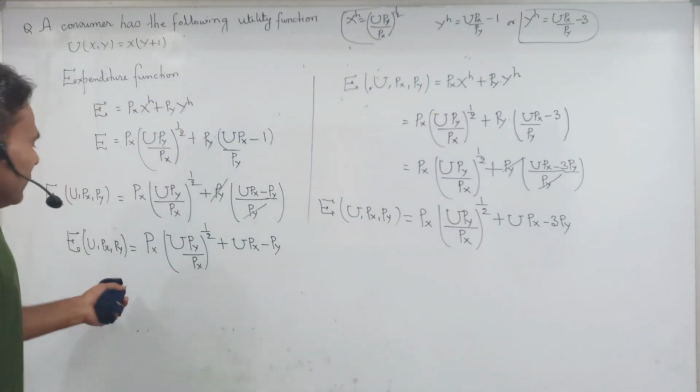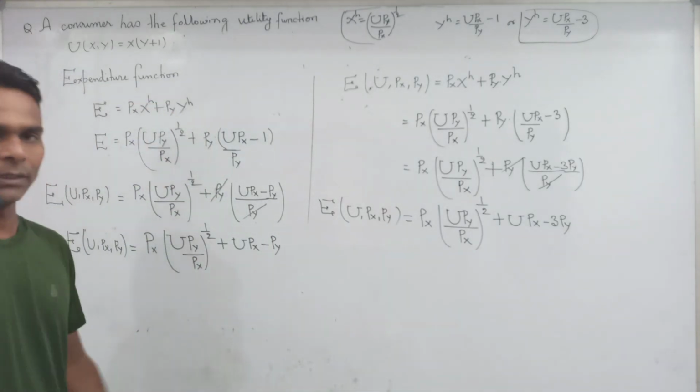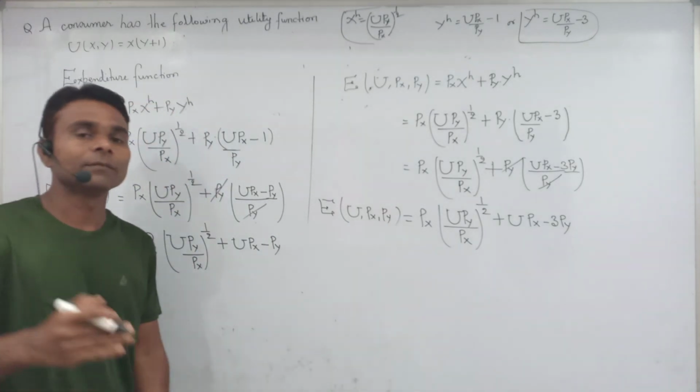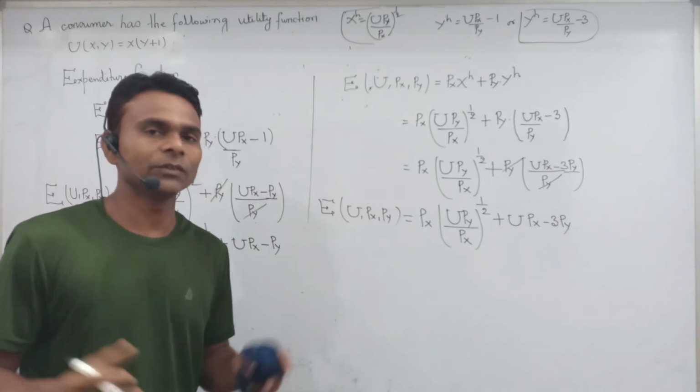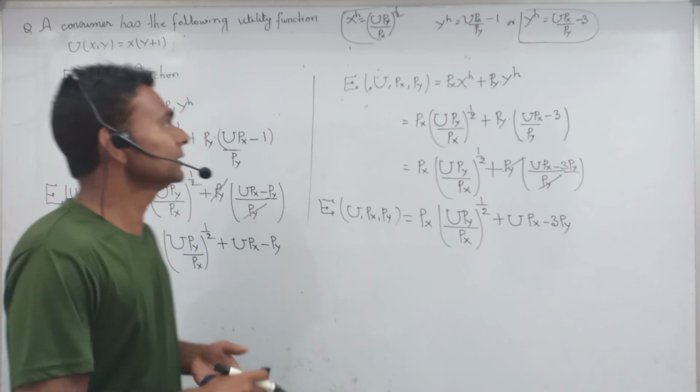So there are two expenditure functions, due to there being two Hicksian demand functions for commodity y in this question. Because in this question we got a unique Hicksian demand function for commodity x.